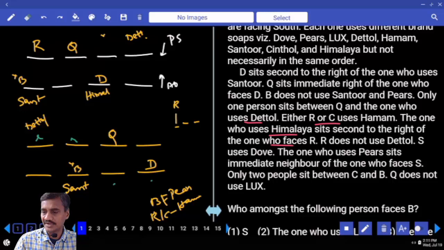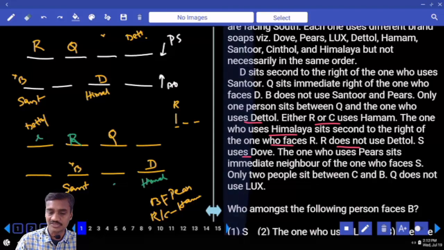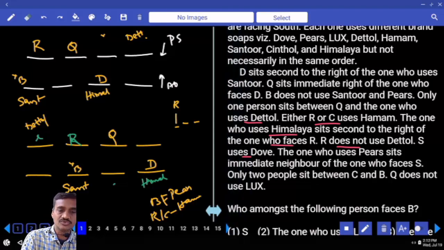Then R does not use Dettol. R does not use Dettol, clearly given, hence R is at this place. Opposite to R is Himalaya, who is that person? D uses Himalaya. R does not use Dettol. Next one, S uses Dow. As S uses Dow, S is here. S uses Dow here as well.